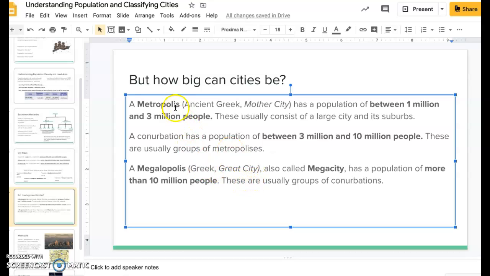So the two important ones we need to know are metropolis, so between 1 and 3 million people, and a megalopolis, which is what we call a group of more than 10 million people. These are the really important ones. And know that a metropolis is just a big city with its suburbs. A conurbation is a group of those metropolises. And a megalopolis is a group of conurbations, which is a group of metropolises. So all of these cities feed into each other. Okay, and they form these big things called metropolises and megalopolises.